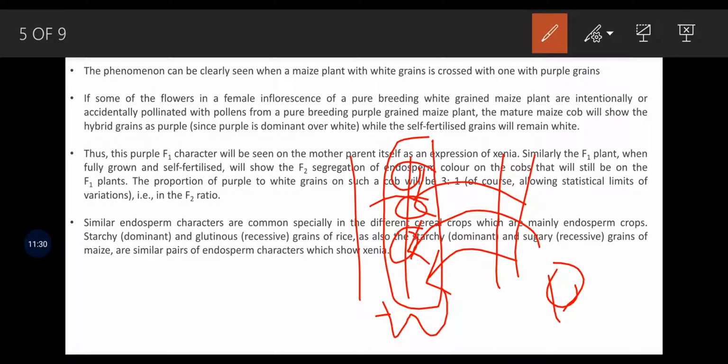Similar endosperm characters are common, especially in the different cereal crops, which are mainly endosperm crops. Starchy dominant and glutinous recessive grains of rice, as also starchy dominant and sugary recessive grains of maize, are similar pairs of endosperm characters which show Xenia. That means the Xenia effect is not only limited to maize, but it is also observed in rice and other major cereal crops.